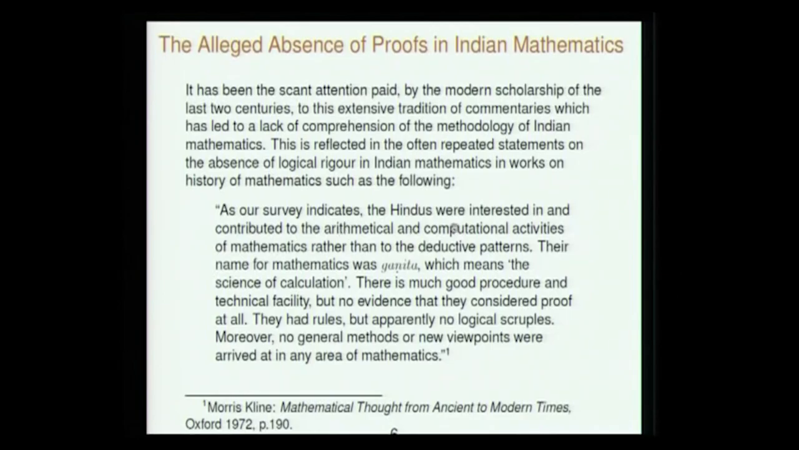As our survey indicates, the Hindus were interested in and contributed to the arithmetical and computational activities of mathematics rather than to the deductive patterns. Their name for mathematics was Ganita, which means the science of calculation, which is of course correct. There is much good procedure and technical facility, but no evidence that they considered proof at all. They had rules, but apparently no logical scruples. Moreover, no general methods or new viewpoints were arrived at in any area.